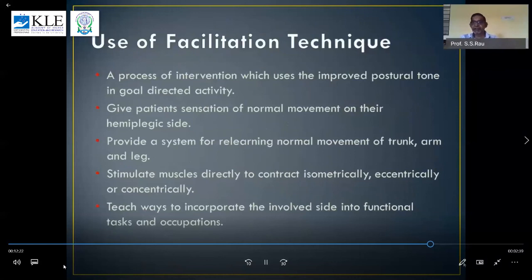Use of facilitation technique. Facilitation is nothing but a process of intervention where we use the improved postural tone in a goal-directed activity. You make a goal and try to use that. Give patients a sensation of normal movement on their hemiplegic side. We can give them a system of relearning normal movement of trunk, arm, and legs. Stimulate muscles directly to contract isometrically, eccentrically, or concentrically, and we can also incorporate methods into functional tasks and occupations by making them use the extremities.